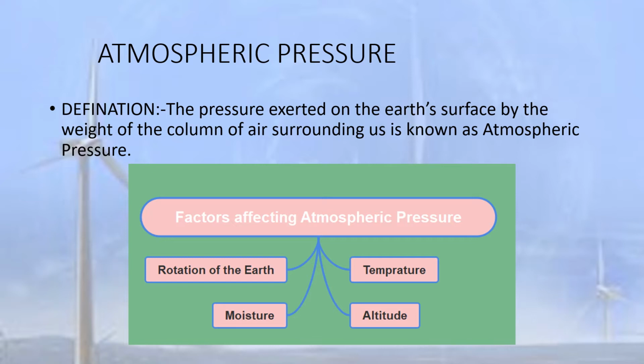The last factor which affects atmospheric pressure is the rotation of the earth. The rotation of the earth at times displaces the mass of air, causing a change in the pressure conditions in the area.